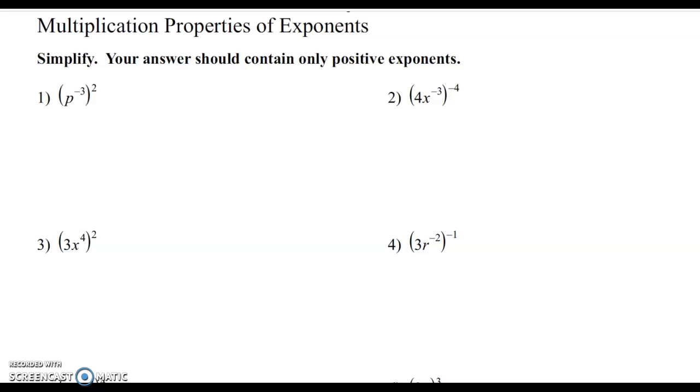So the first one is called power of the power. When you have a power, and then that power is taken to another power, you multiply the exponent. When you have a power of a power, you multiply the exponent.